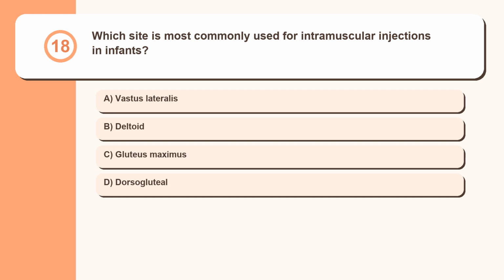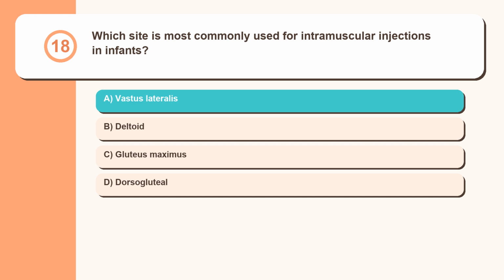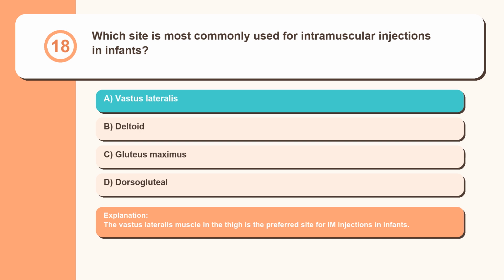Question 18. Which site is most commonly used for intramuscular injections in infants? Vastus lateralis, deltoid, gluteus maximus, dorsogluteal. The vastus lateralis muscle in the thigh is the preferred site for IM injections in infants.